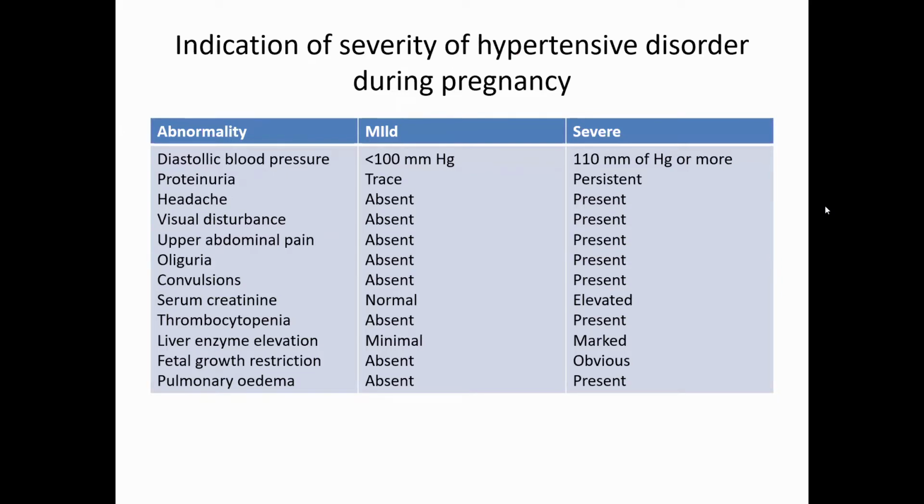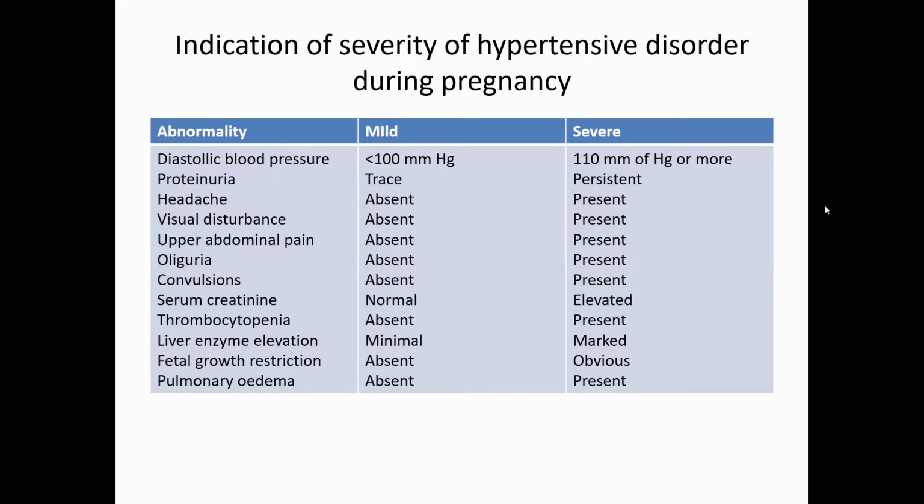So there are a few conditions that have to be kept in mind to label a patient as a case of severe hypertensive disorder. Like diastolic blood pressure should be more than 110 millimeter of mercury. There may be marked proteinuria. The patient will have symptoms of headache, blurring of vision, and epigastric pain.